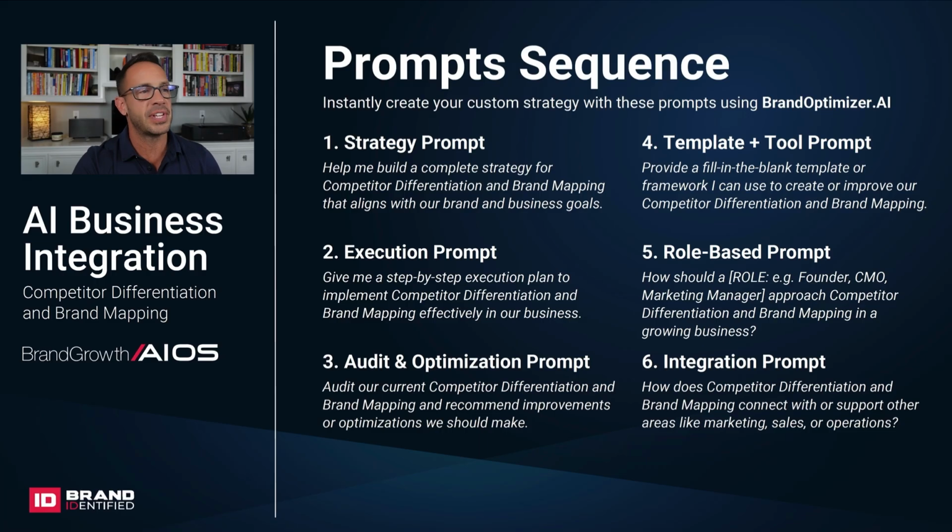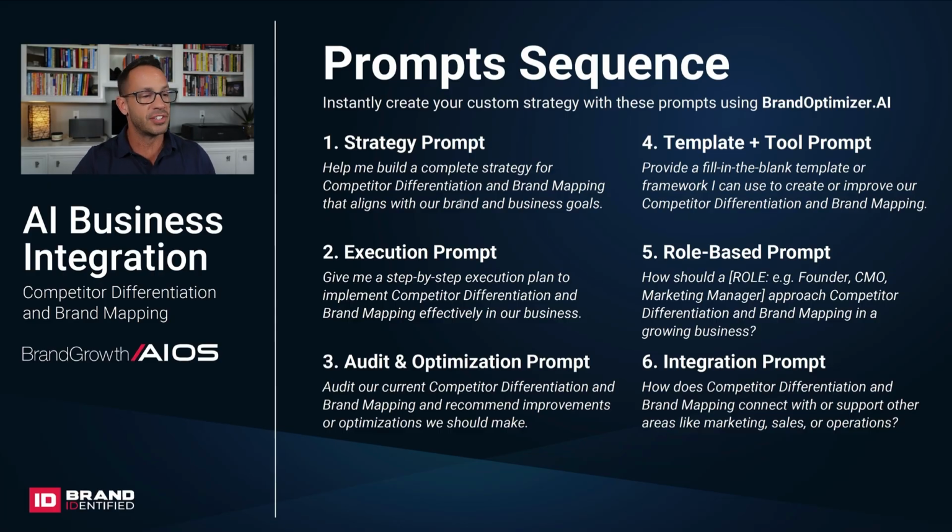So the first prompt is a strategy prompt, and that is, help me build a complete strategy for competitor differentiation and brand mapping that aligns with our brand and our business goals. Prompt number 2 is an execution prompt. This one is, give me a step-by-step execution plan to implement competitor differentiation and brand mapping effectively in our business.